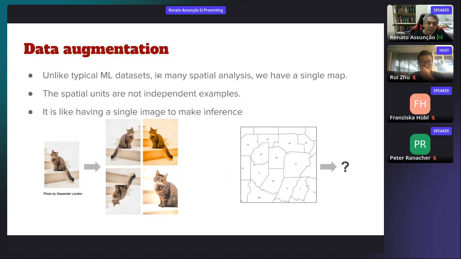Now, unlike typical machine learning data sets, in many spatial analyses we only have a single map, as for example in the previous presentation that we had. The spatial units are not independent examples, and it's like having a single image to make inference. We have just one single map. This is exactly the situation in disease mapping.